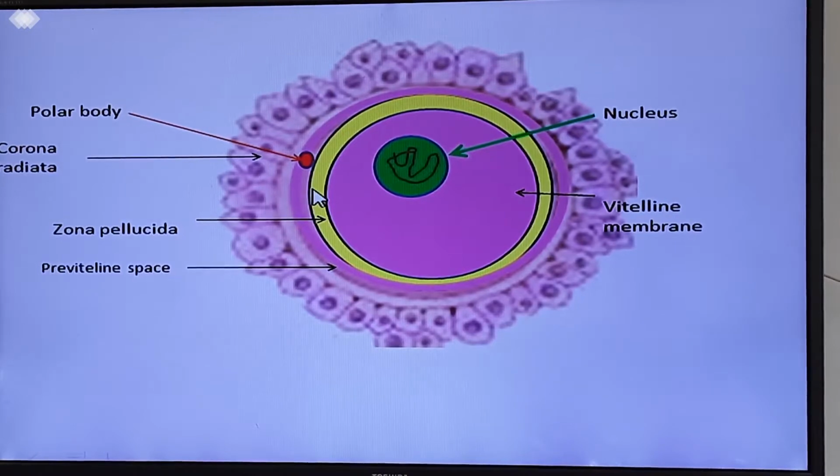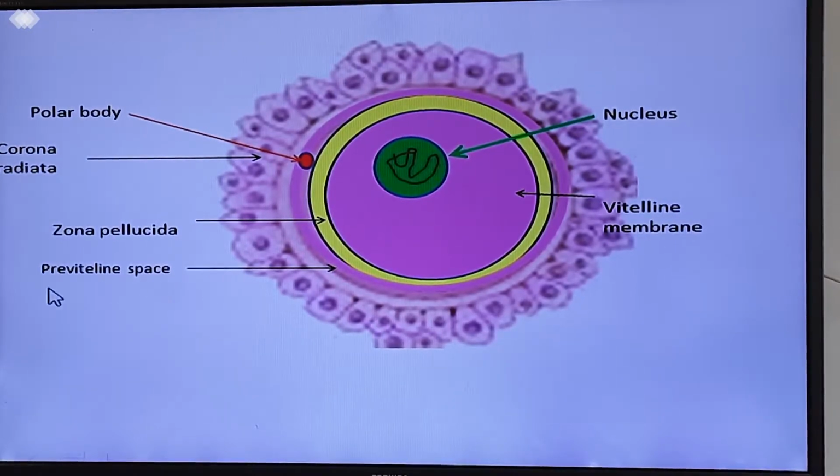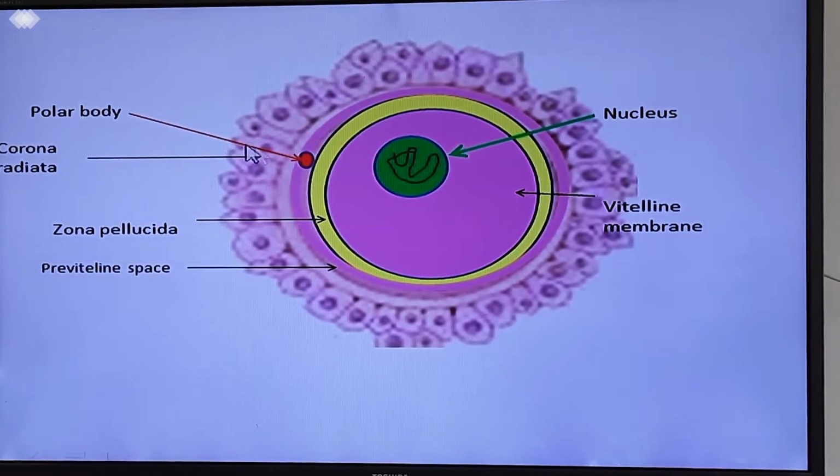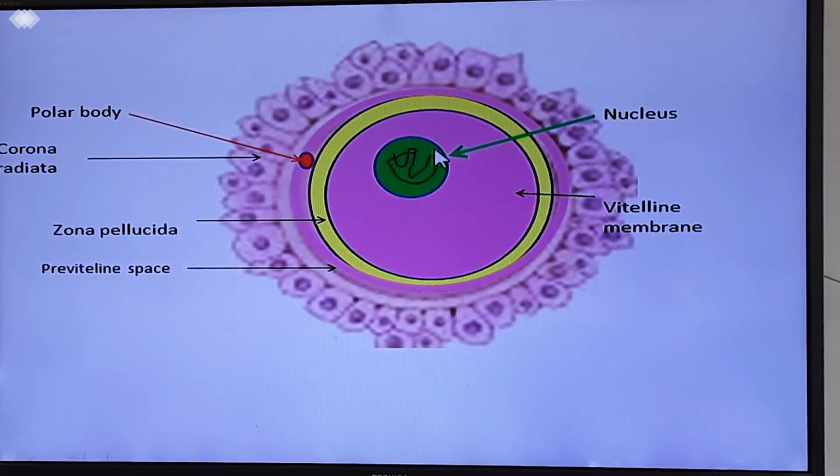In between corona radiata and zona pellucida there is a space. That space is known as perivitelline space, and in the perivitelline space the polar body is present. Inside the zona pellucida there is a plasma membrane, known as the vitelline membrane, and within the vitelline membrane there is an eccentric nucleus. This is the nucleus, it consists of chromosomes. So this is the ovum and this is the structure of ovum.